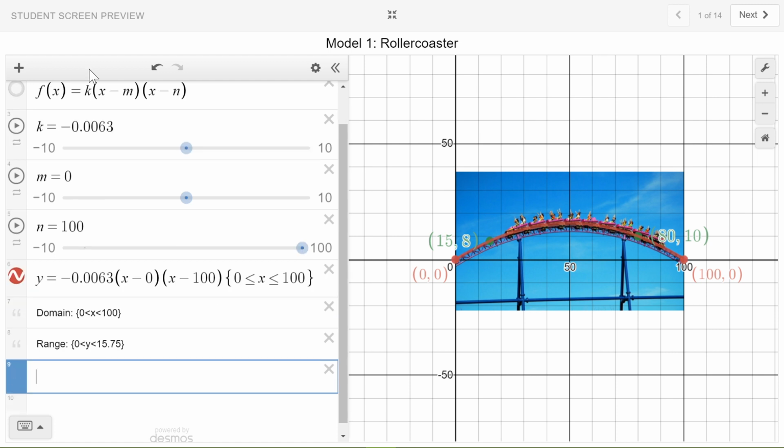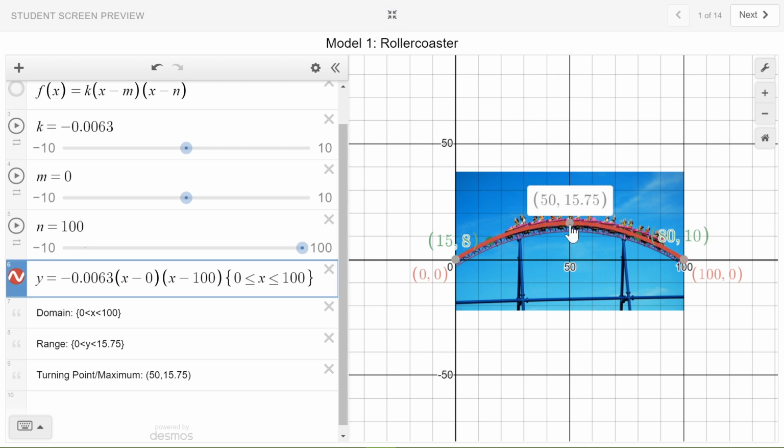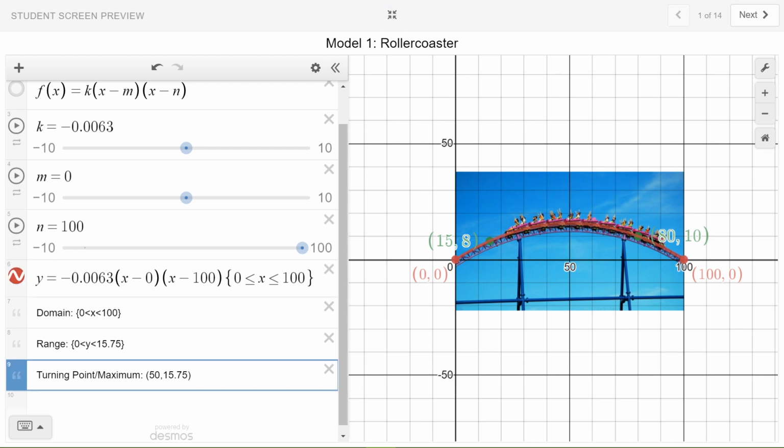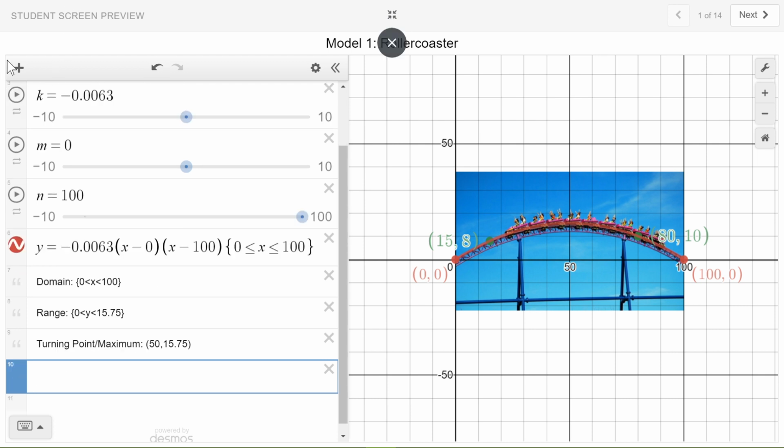Similarly, I will write, really important for me, is turning point. It's also a maximum. And what's the value of that point? That point happens at 15.75. And I'm just going to click that to show you. That's what happens for my model. And then I've got 3 of the things done.